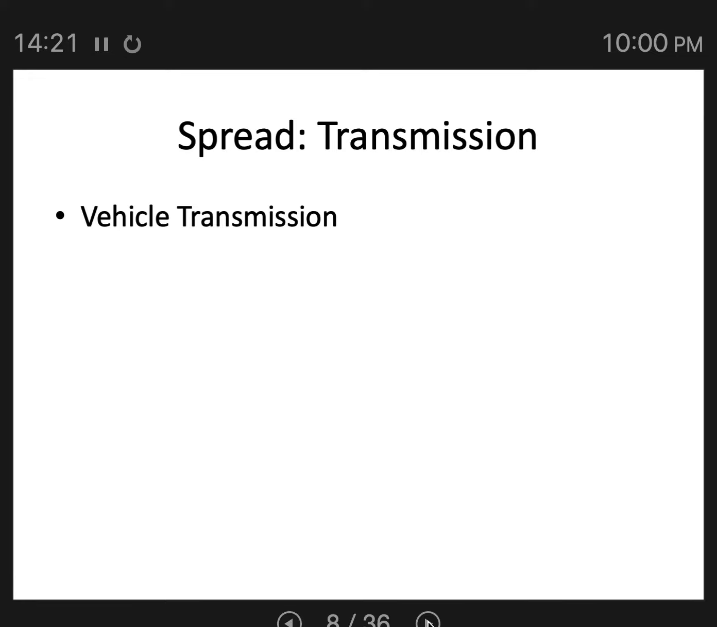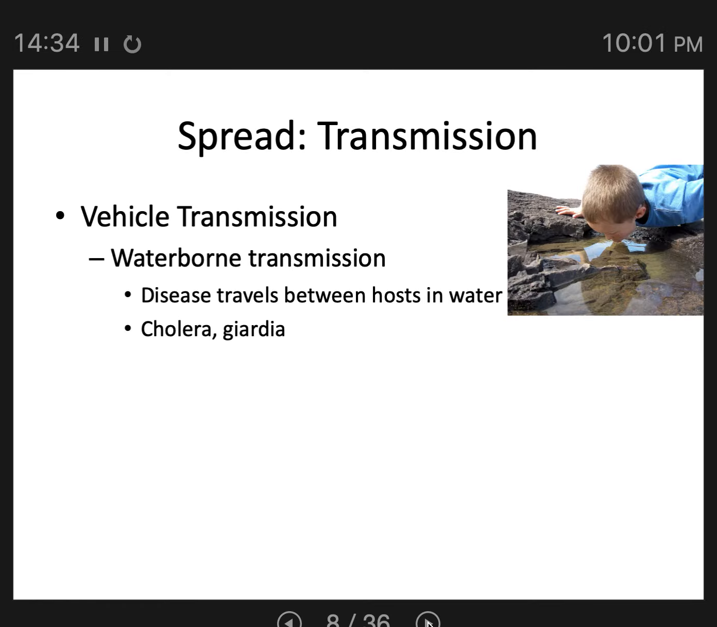Vehicle transmission. So we just did contact transmission, and we did three styles of contact transmission. Next we're going to work on vehicle transmission, and there are three styles of vehicle transmission as well. Think of a vehicle as something that the disease is riding on to get farther distances from one person to the next. So first, we have waterborne transmission.